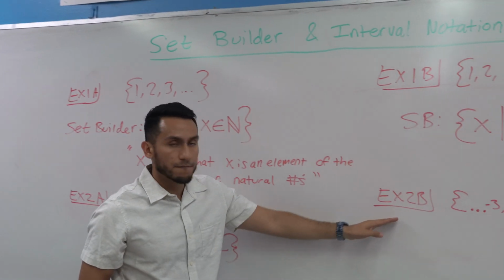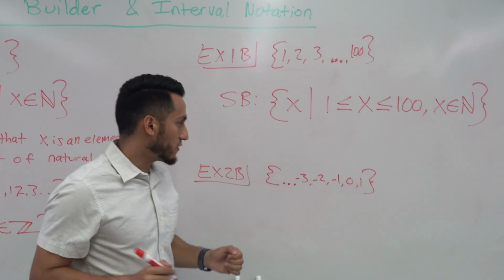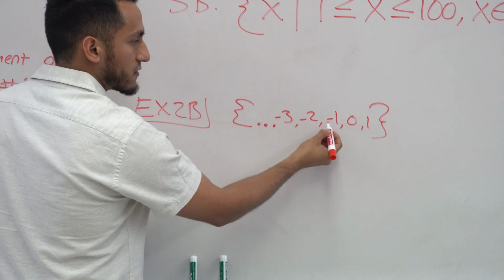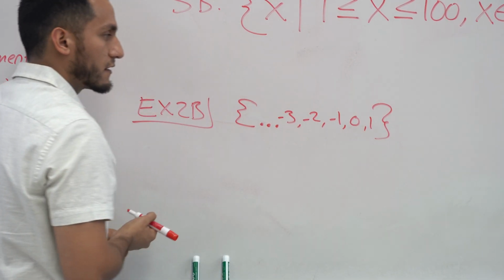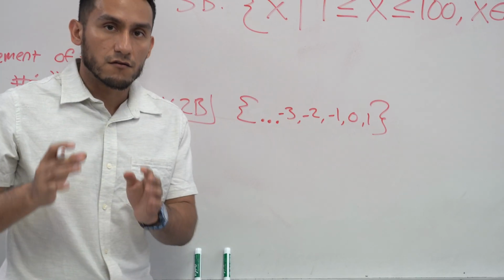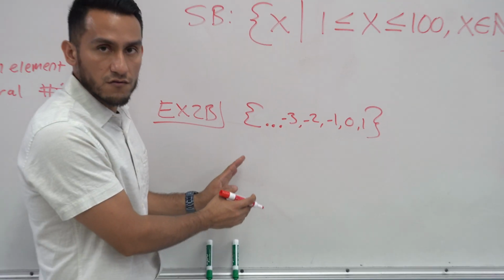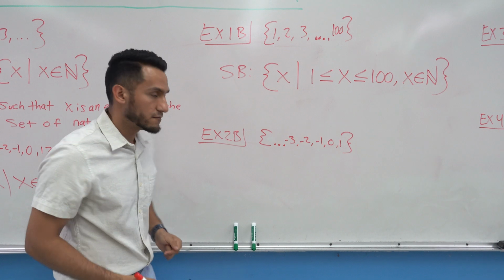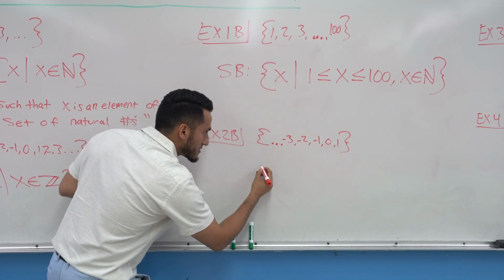Looking at example 2b, 2b is similar to 2a. If we look at the set, it starts with dot, dot, dot, negative 3, negative 2, negative 1, 0, 1. Again, go ahead and pause the video, try to see if you can create your own set builder, and then see if it matches the one that I'm about to write. Go. Okay, we're back. So let's see.